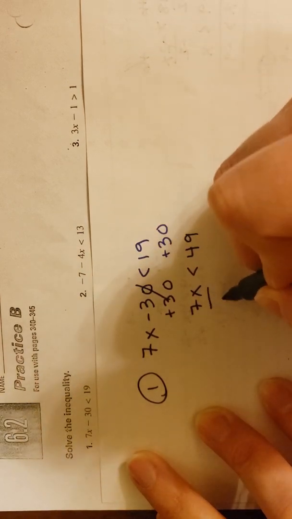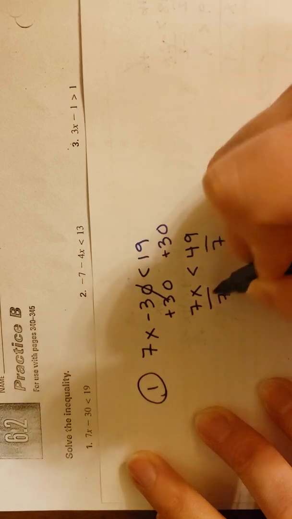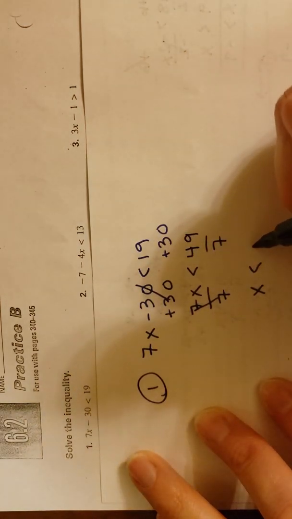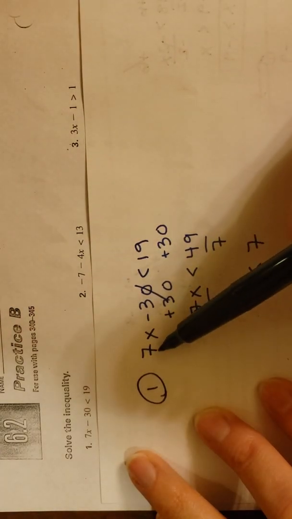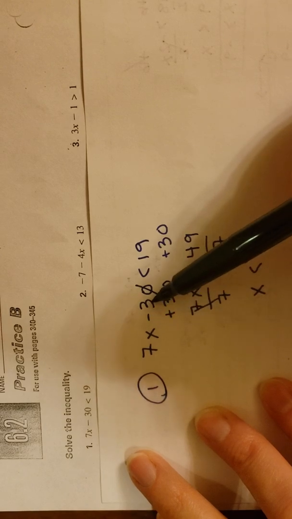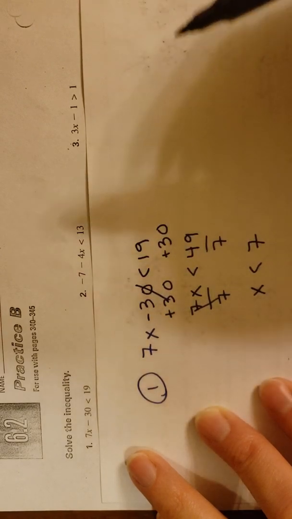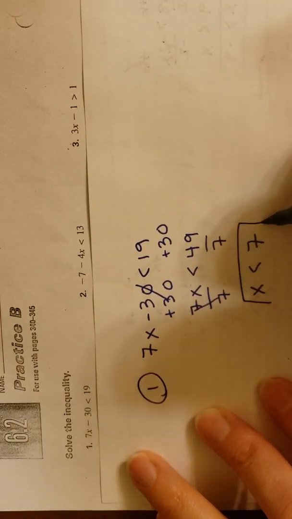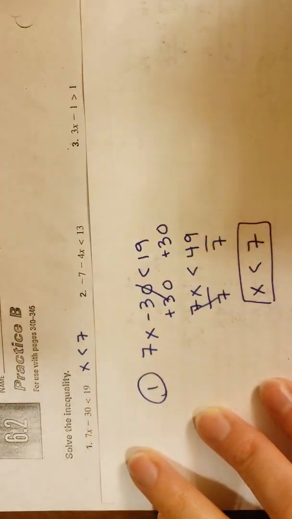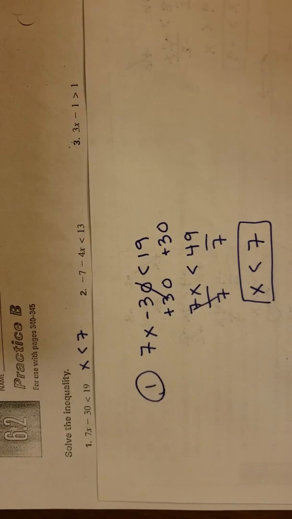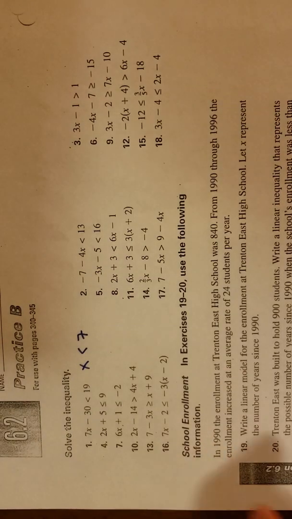49. And I'm going to divide by a positive. So when I divide by a positive, it keeps the sign just how it is. X is less than 7. And a number that's less than 7 is 5. 7 5s is 35. 35 minus 30 is 5. 5 is less than 19. So I can be confident in my answer and say on the worksheet, X is less than 7. That's all you do. Got it? Okay.